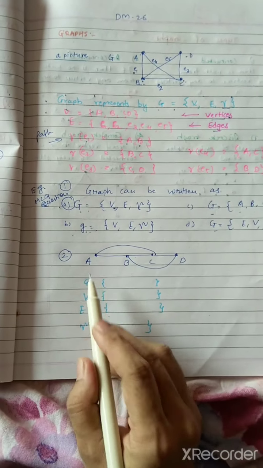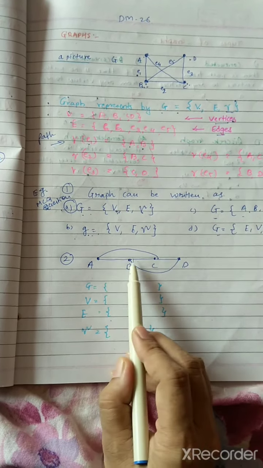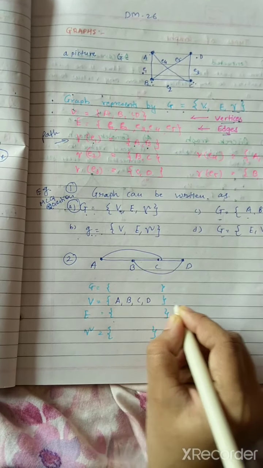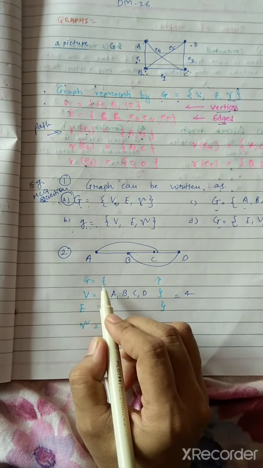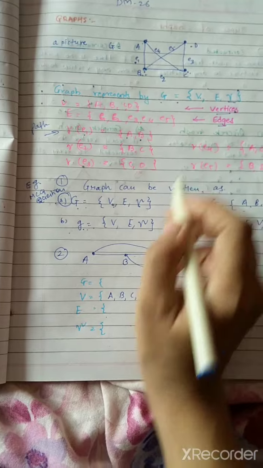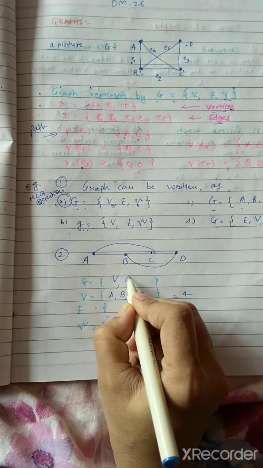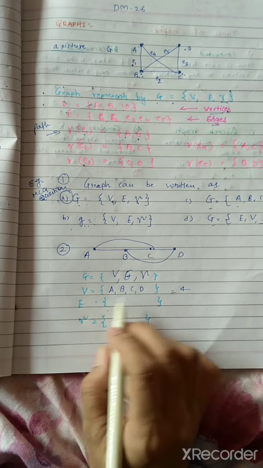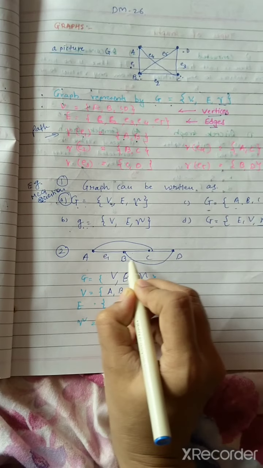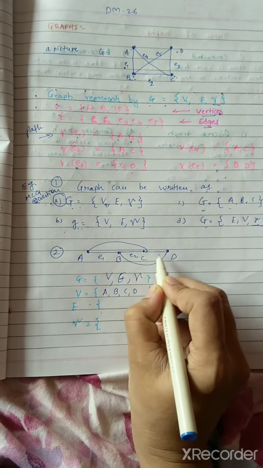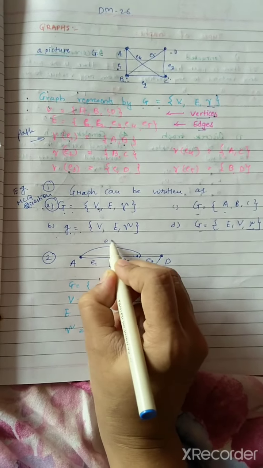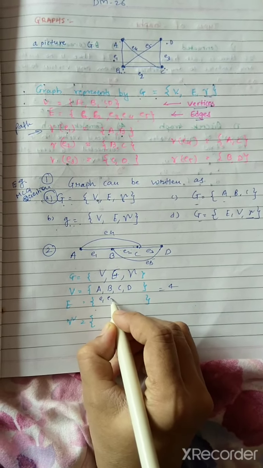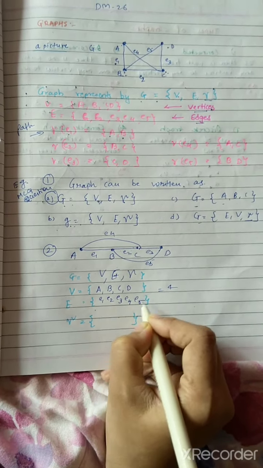Now second graph. In the second graph, how many vertices are we having? 1, 2, 3, 4. So vertices are A, B, C, D. How many are there? 4. And graph G is represented as (V, E, gamma), and E are the edges. So how many edges are there? A to B e1, B to C e2, C to D e3, A to C e4, and B to D e5. So edges are e1, e2, e3, e4, and e5.